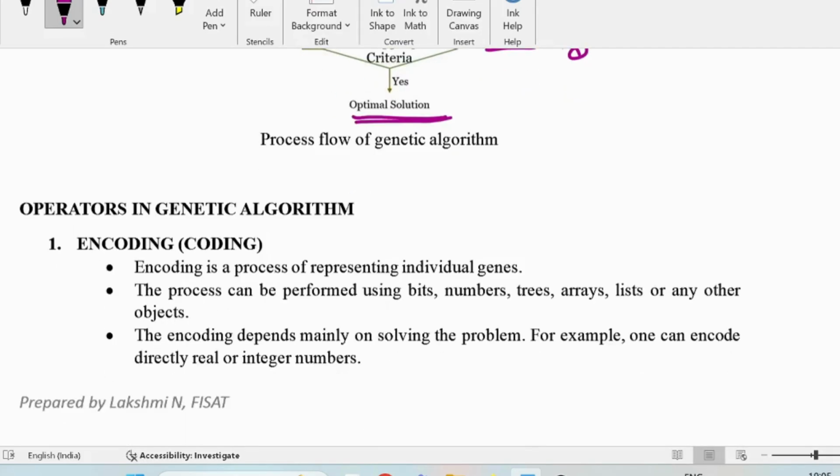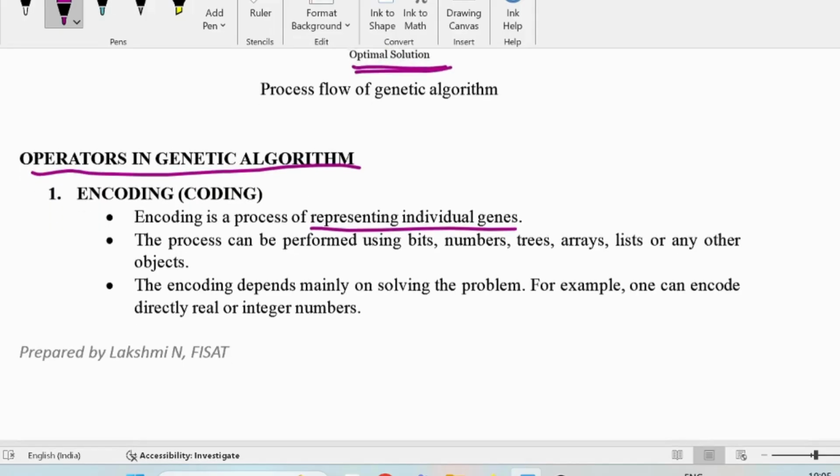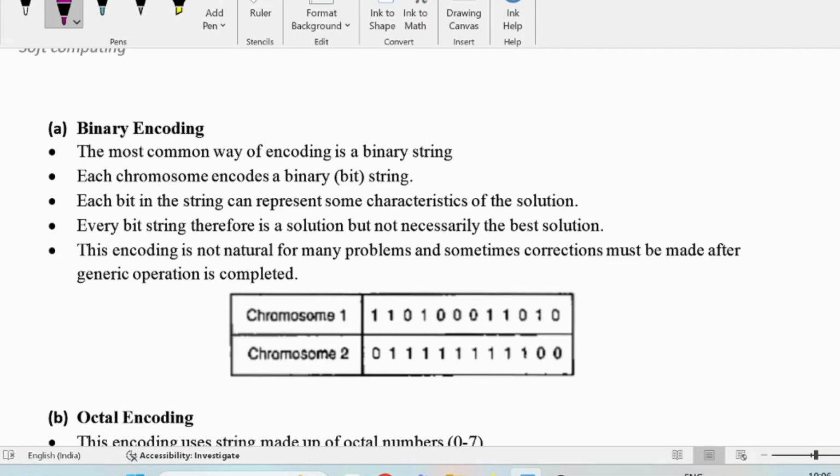We are going to study the various operators in genetic algorithm. That is the next topic. Operators means how we represent individual genes, how we represent each chromosome, or how we represent the population. So let's see that. The population consists of the whole set of solutions, right? So we're going to represent the population using chromosomes. These are all solutions. This is one solution, this is another solution, and based on these solutions we are going to generate better and better solutions. That is the ultimate aim of genetic algorithm.